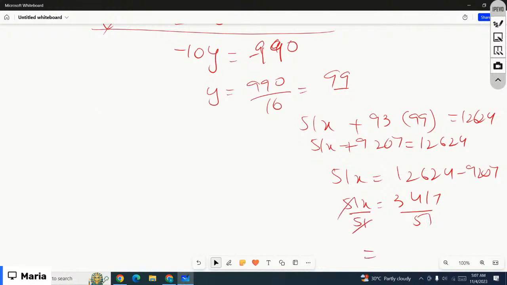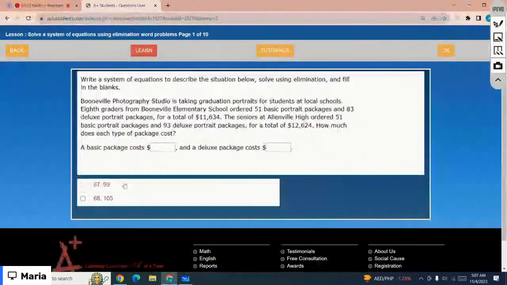That gives 67, right? That means x is 67 and y is 99. So the solution of the system of equations is 67 and 99. Got it? The correct option is 67 and 99, option number 1. That means a basic package costs $67 and a deluxe package costs $99. Got it? Okay, let's just start with the test questions.